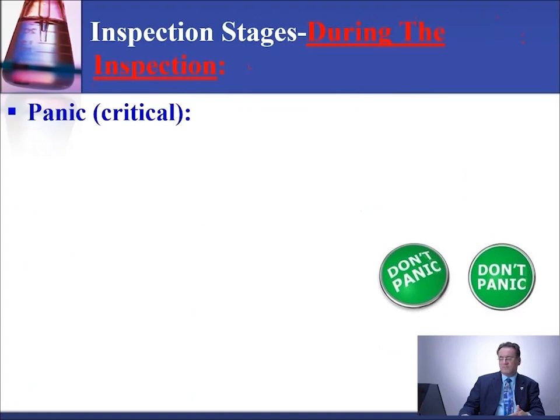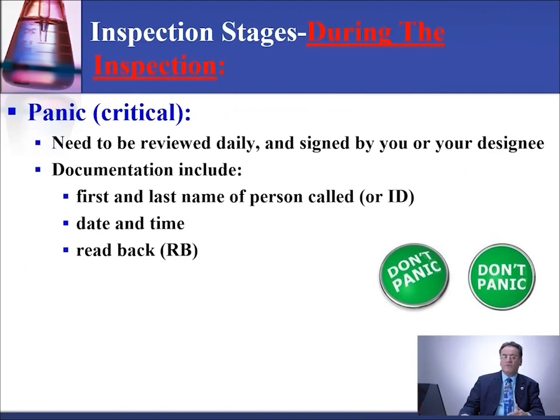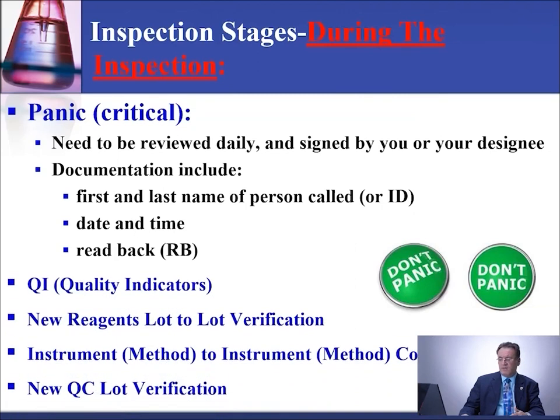For panic results, if you have a list of panic results in your section, make sure the people know about them and call them when they have them, and document whom they call it to, the date and the time, and don't forget about the readback. Also, you need to have quality indicators for your sections. Also, make sure your quality indicators are signed on a monthly basis by your medical director. This is part of their involvement in managing the lab. It's required in their own checklist.